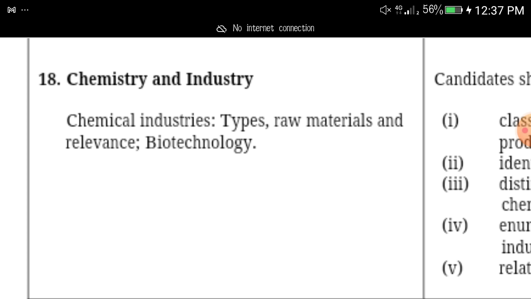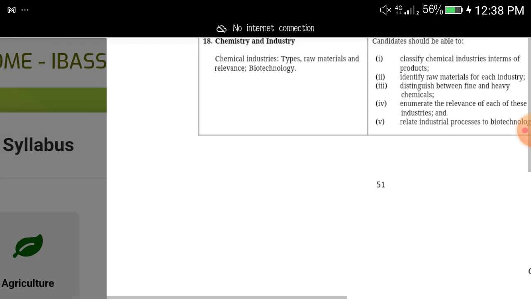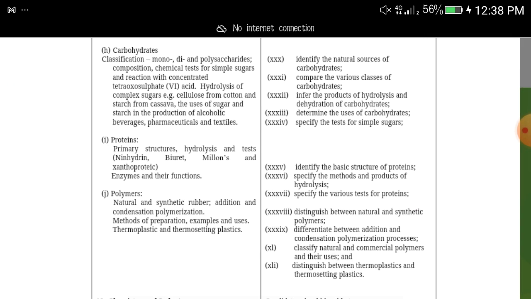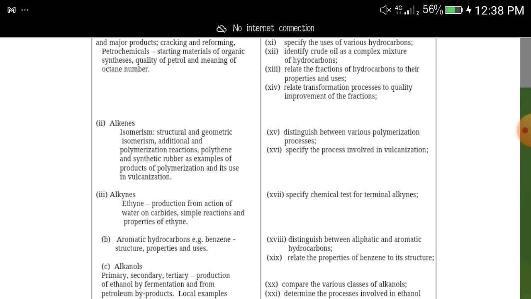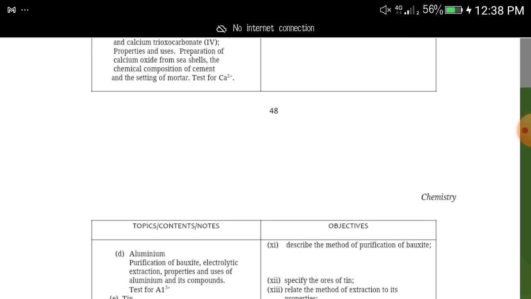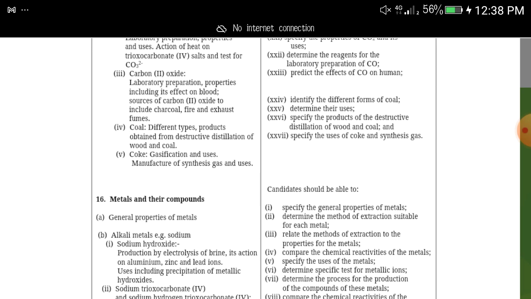Then the 18th topic for JAMB this year in chemistry is chemistry and industry. So these 18 topics are the topics you should expect in your JAMB this year.